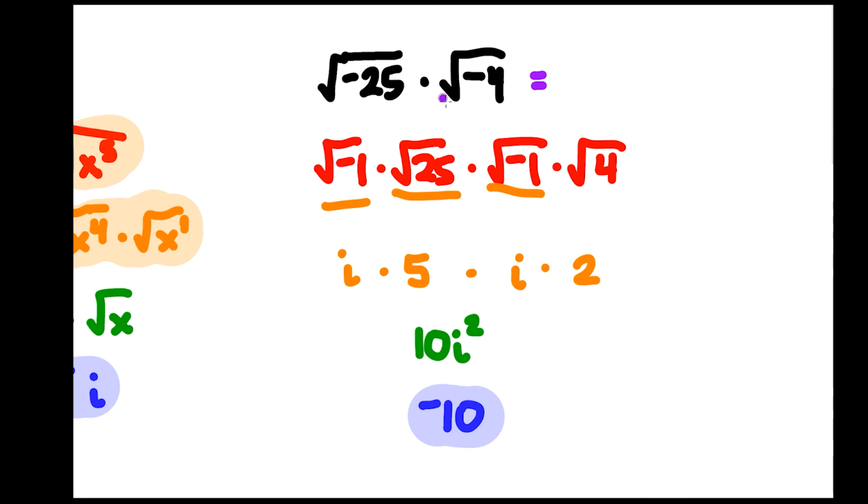So you are going to want to break it down like what I showed here rather than just setting this equal to negative 25 times negative 4 in the square root. Do not do that because you will get the wrong answer every time.